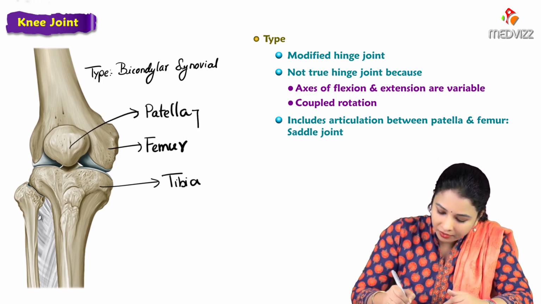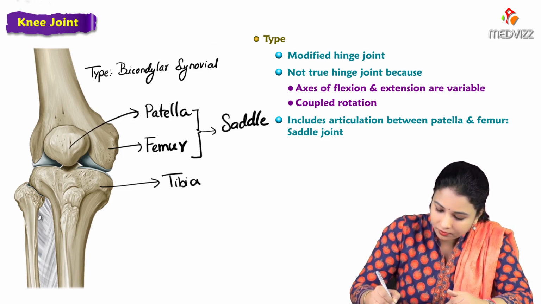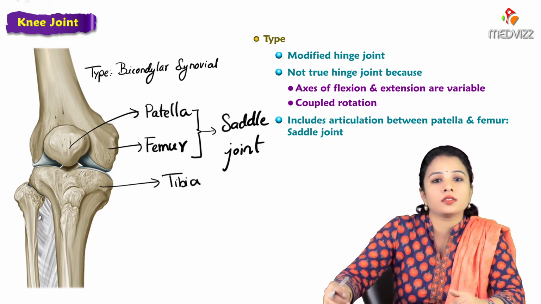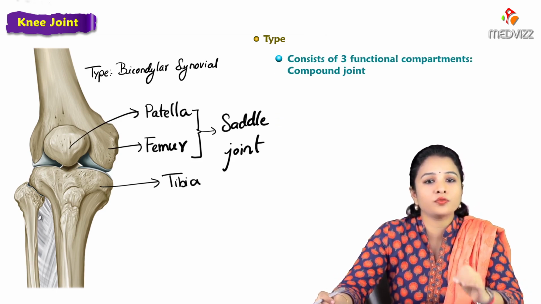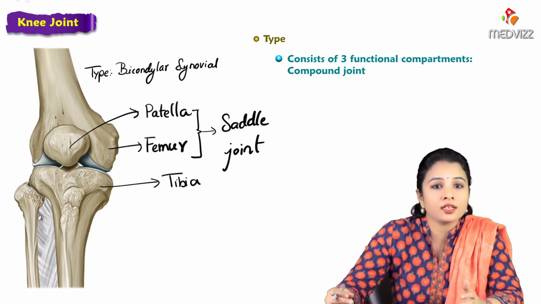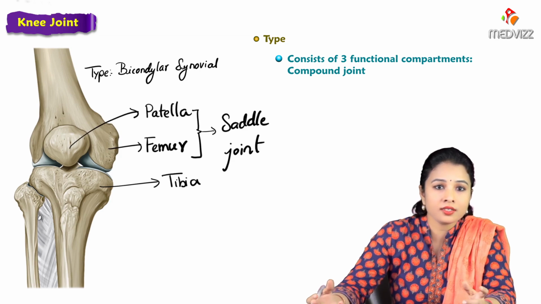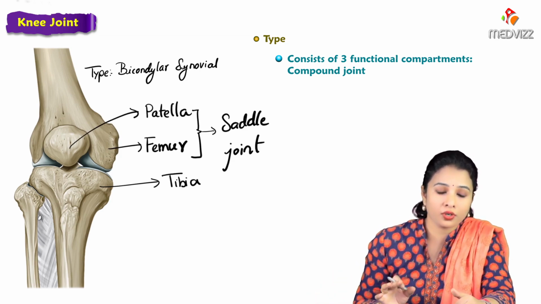So the joint between the femur and patella is a saddle joint. Hence it consists of three functional compartments. So it is regarded as a compound variety of bicondylar synovial joint. So it is a compound joint.